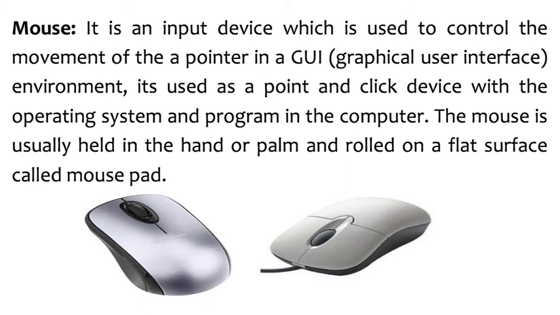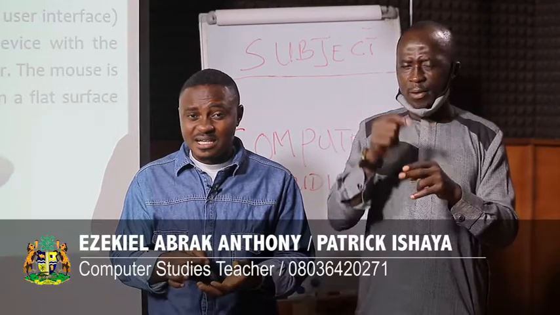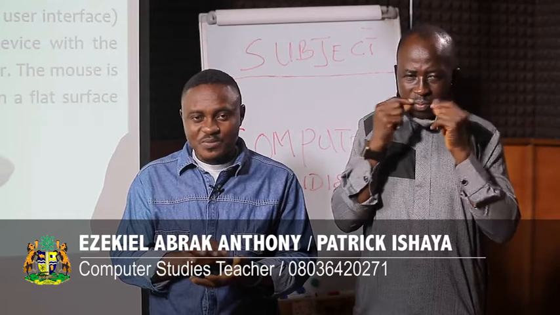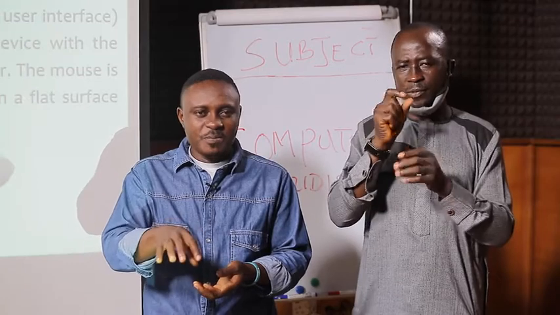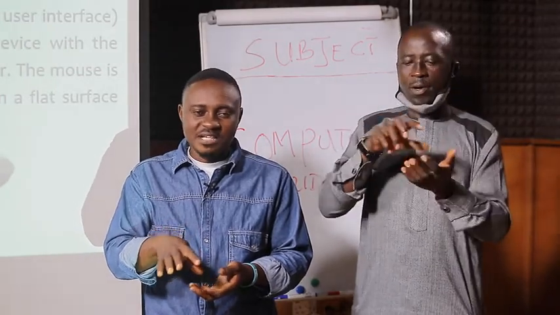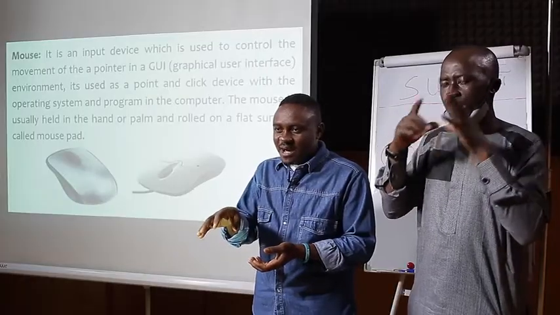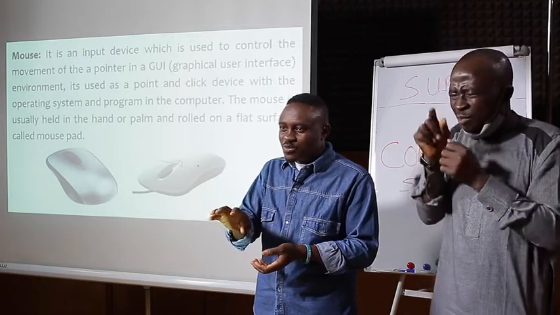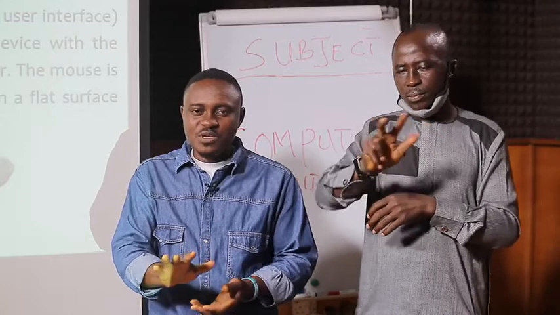The mouse is usually held in the hand or palm and rolled on a flat surface, which is called a mouse pad. The mouse was actually gotten from the name of the smallest rat, those very small ones. The rat mouse we know is very tiny, and the mouse was derived from its shape. The mouse is almost like a mice. You see it very tiny, and you could place your hand on it and roll it. It has rollers, and you are able to move it around.